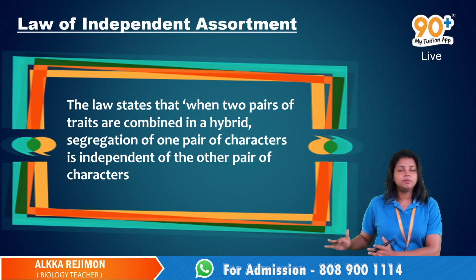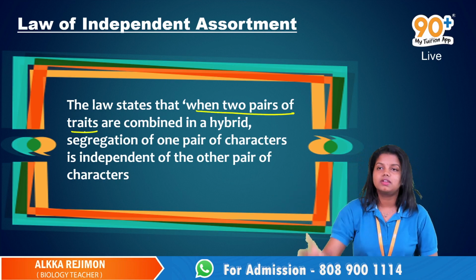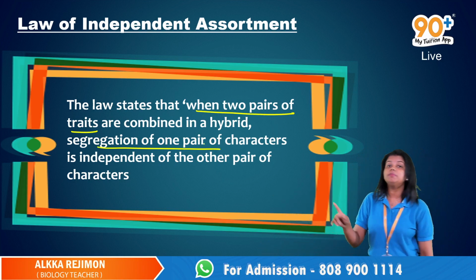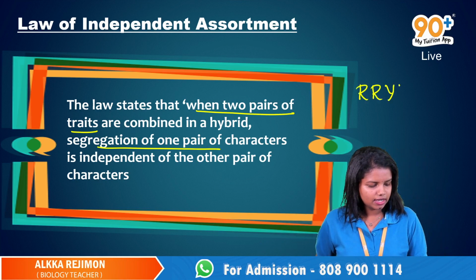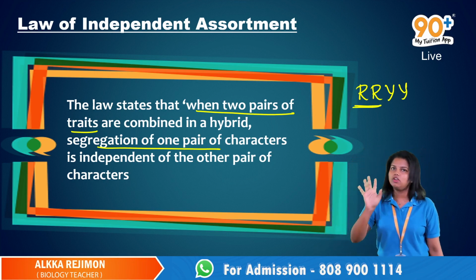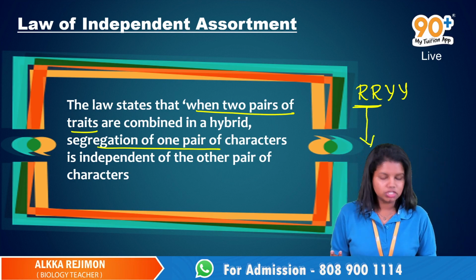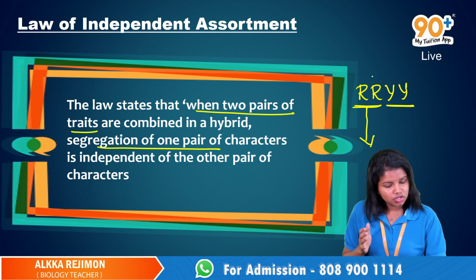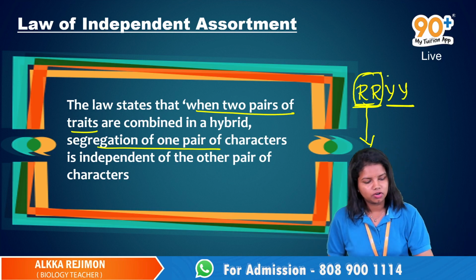And if we look at dihybrid cross, the law states that when 2 pairs of traits are combined in a hybrid, segregation of 1 pair of characters is independent of the other pair of characters. When there is capital R and capital Y, capital R is 1 pair of character. For this capital R to go into a gamete, there is no need to look at capital Y. Segregation of this pair of character is completely independent of the other pair of character.